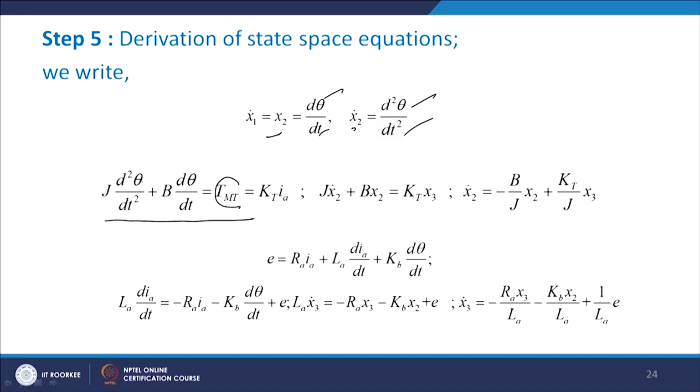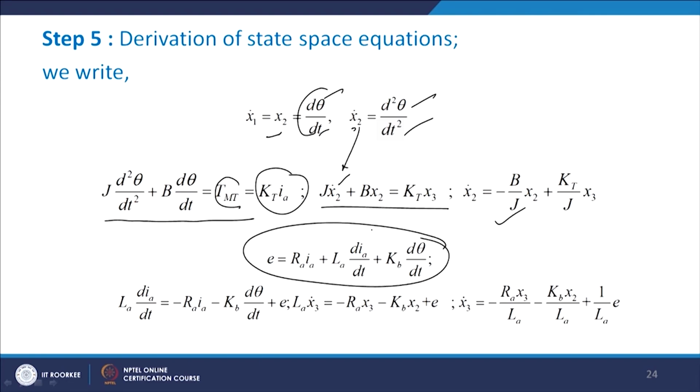So here d square theta by dt square is replaced by x2 dot, and d theta by dt equal to x2 we replace by x2, and here kt into I is replaced by kt into x3. Now after solving these equations we have got x2 dot equal to minus b by j x2 plus kt by j into x3.